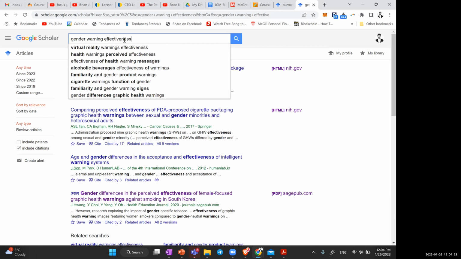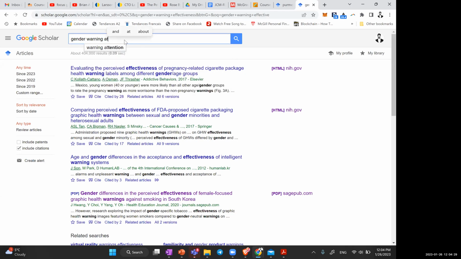And the part you guys didn't get to see was that I was showing how gender warning effectiveness could also be gender warning attention. And you can see that it is already autofilling here. So other people have looked for these. Okay, very good. That's the workshop.